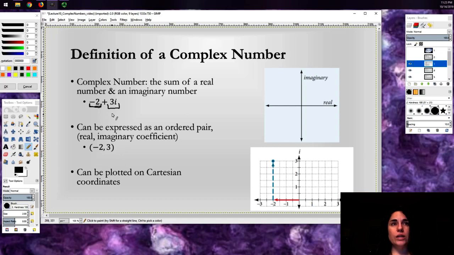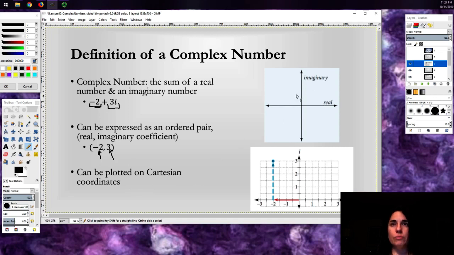What happens is we can express this as an ordered pair. A lot of times we will express this as an ordered pair. There's the real portion, and then the next part of this ordered pair is just the coefficient in front of i, the imaginary coefficient. So it looks like a point, and you may recognize this as a point. We could plot it on a Cartesian coordinate system.